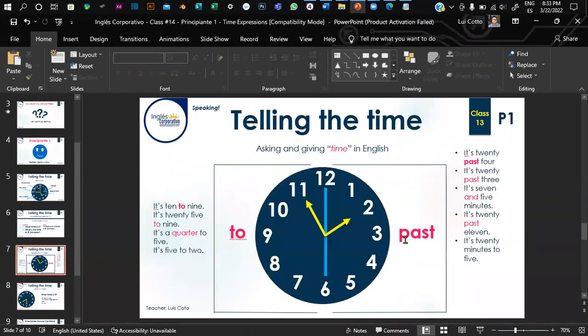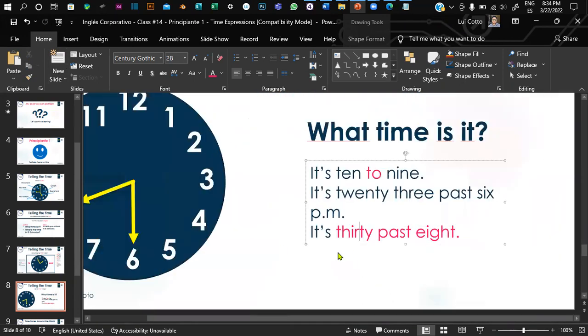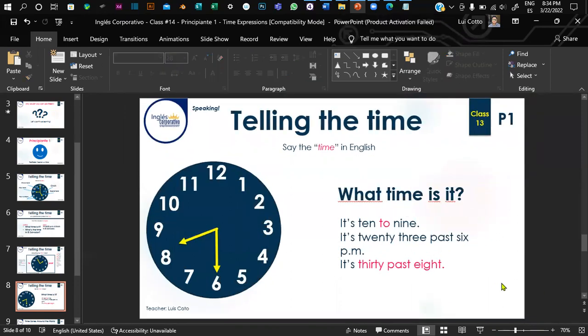To or past? To or past? It's past because it's already more than 8 o'clock. Okay, it's a half past. Eight. Correct. 8. That's right. It's half. Okay. 30 minutes. Half is 30 minutes. You can say it's 30 past 8. It is the same. You can say half or 30. 30 past 8. Okay, that is correct.